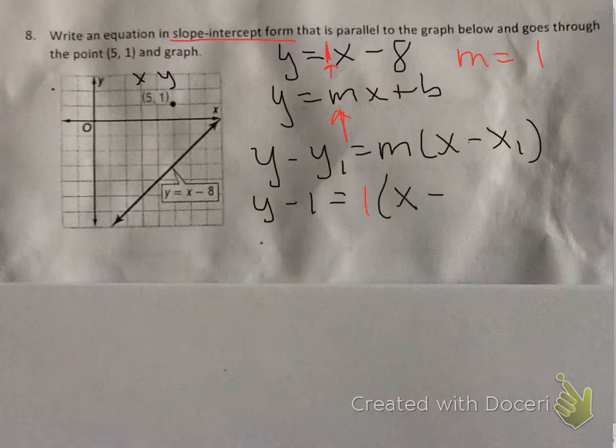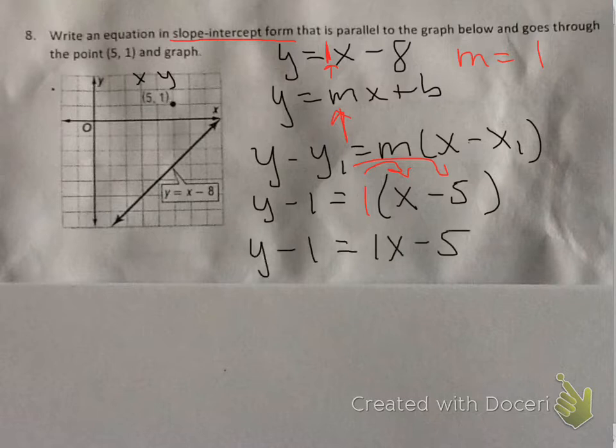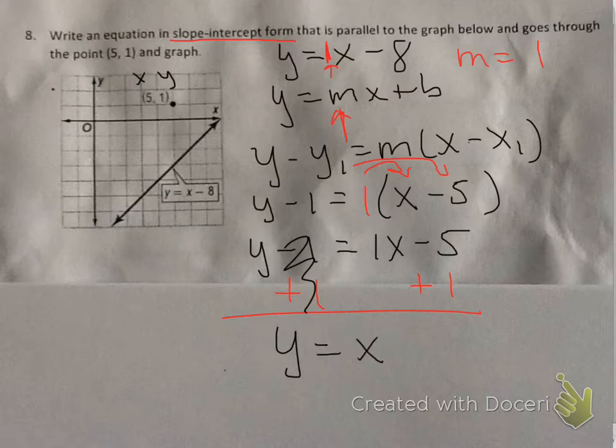And then my x is going to be minus 5. Now I'm going to distribute the 1 to both of these, so I'm going to clean this up a little. y minus 1 equals 1x minus 5. I'm going to get y by itself because we want it in slope-intercept form, so I'm going to add 1 to both sides. This becomes a zero pair, so we get y equals x, because 1x is still x, and then minus 5 plus 1. That's like saying you borrowed $5 and then you paid me back 1, so you still owe me $4. So we've got y equals x minus 4. Now we have to graph this.